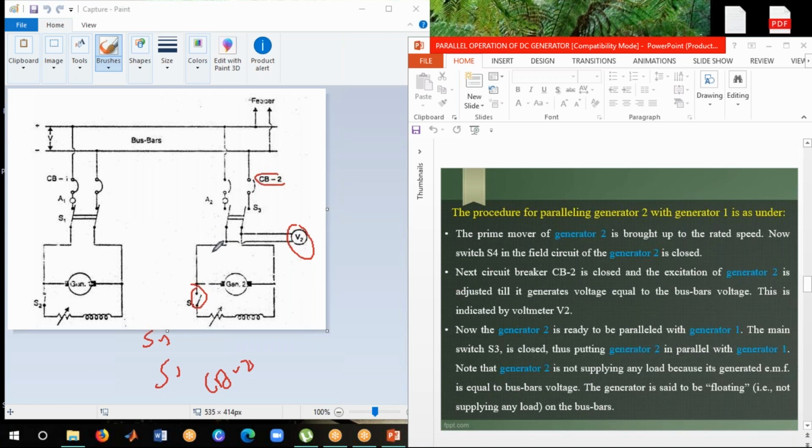ఎప్పుడైతే S3 క్లోజ్ చేస్తామో అప్పుడు జనరేటర్ 2 అనేది జనరేటర్ 1 కి ప్యారలల్ గా కనెక్ట్ అయినట్టు. Note that generator 2 is not supplying any load because its generated EMF is equal to the bus voltage. ఇది యాక్చువల్ గా మనకు లోడ్ కి సప్లై ఇచ్చేది జనరేటర్ 1. జనరేటర్ 2 ఏం చేస్తా అంటే జస్ట్ మనం వోల్టేజ్ యాడ్ చేస్తాం. ఓకేనా? సో దిస్ ఈస్ ఫర్ ఓన్లీ యాడింగ్ ద వోల్టేజ్. సో ద మెయిన్ లోడ్ ఈస్ డెలివర్డ్ బై ద జనరేటర్ 1. ఓకేనా? సో ఈ విధంగా మనము 2 జనరేటర్స్ ని ప్యారలల్ గా కనెక్ట్ చేయొచ్చు.